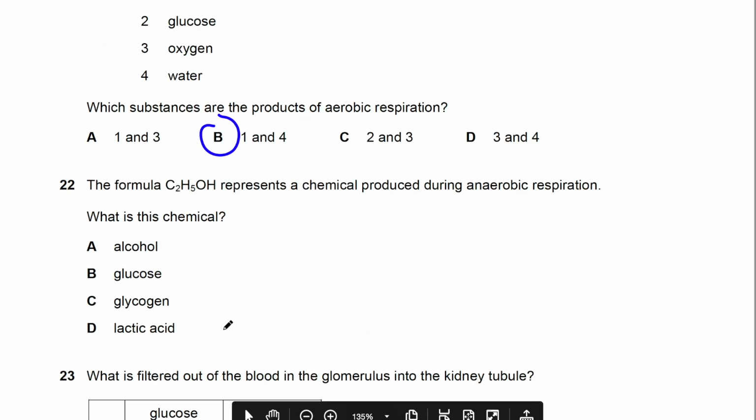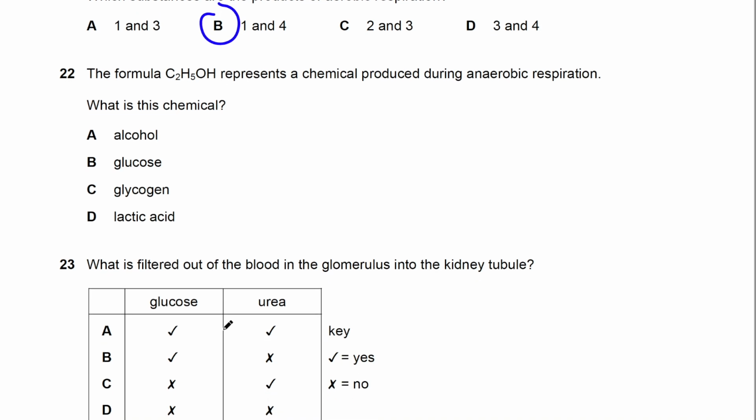Now, let's move to question number 22. 22 is talking about the formula C2H5OH representing a chemical produced during anaerobic respiration. See, they gave you 2 hints that it's anaerobic, and they gave you the formula with OH. What is the chemical? First of all, OH means alcohol. This is ethanol actually, and it's anaerobic. That means we are in anaerobic respiration, we have the fermentation, alcoholic fermentation. So directly guys, circle A.